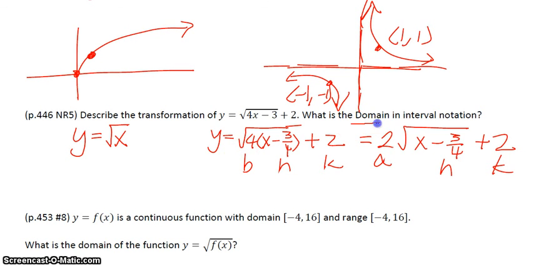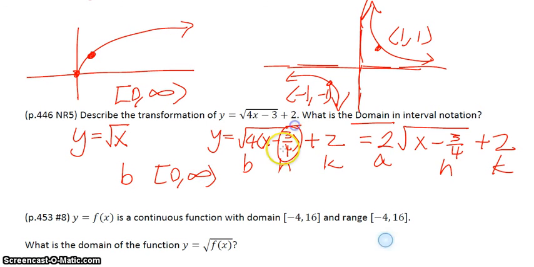Okay, what is the domain then? Now for the original function, the domain is bigger than 0, right? Look here, bigger than 0 is the domain. So when I compress this by a quarter, the domain didn't change. After you do B, it's still 0 to infinity.